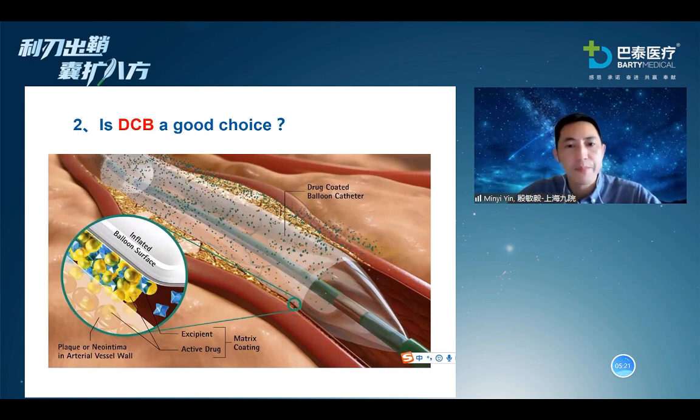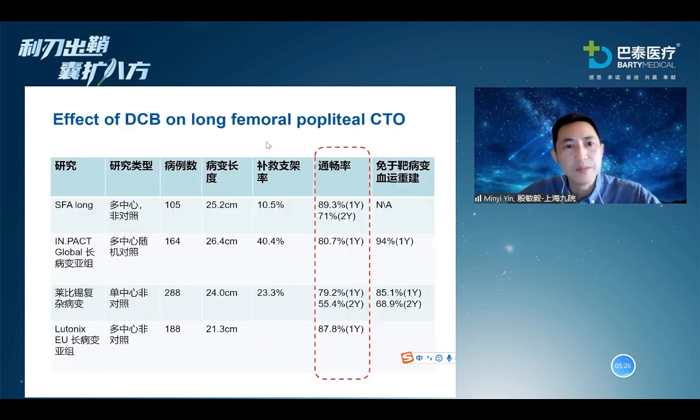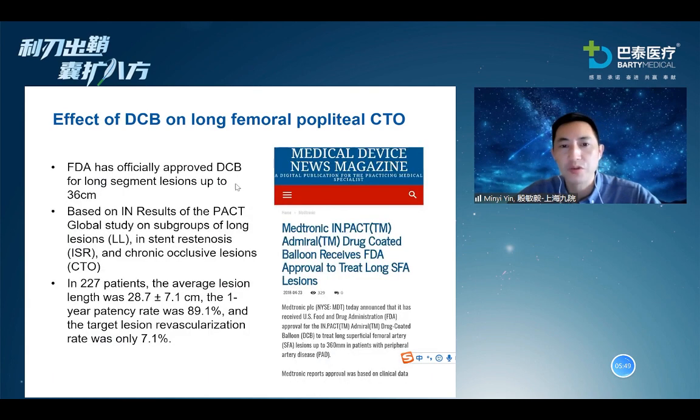Another one is the DCB. In China, we now have more options with regard to DCB. We understand the mechanism and also the pros and cons. As for the reported results of DCB, they are very good. We have the China results, the Europe results and the US results. You can see over 20 centimeter long lesions, and the primary patency according to the published results is over 80%, or even between 80 to 90%.